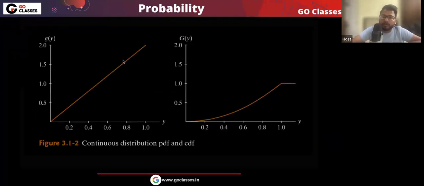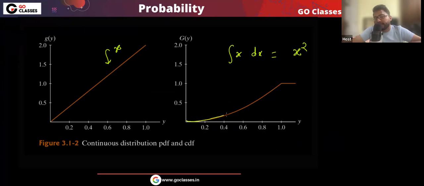So for example here, if your PDF itself is a straight line, what is the integration of x? It is x square, right? So if the PDF itself is a straight line, then the CDF will be something like x square. So this is the CDF. And after some point in time, it will be constant. It will always be constant after some point in time, which is 1, right? The maximum value could be 1. Understood?